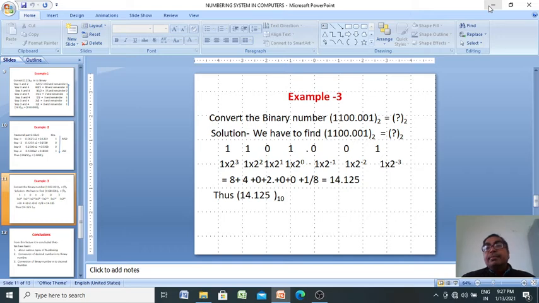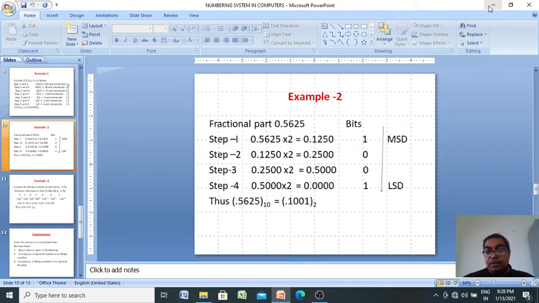The third example: convert a binary number into a decimal number. The solution is given here again. For example, if we take 1101.001, it can be converted as shown in the figure, and we have repeated it in example number 1.